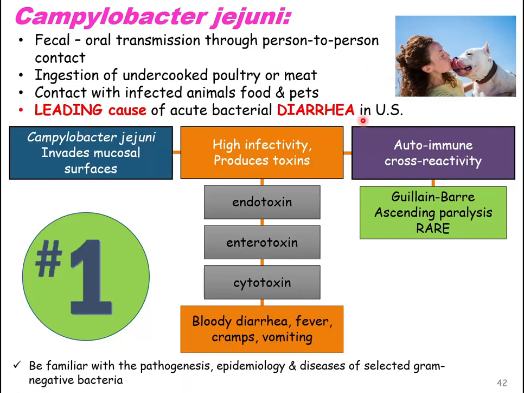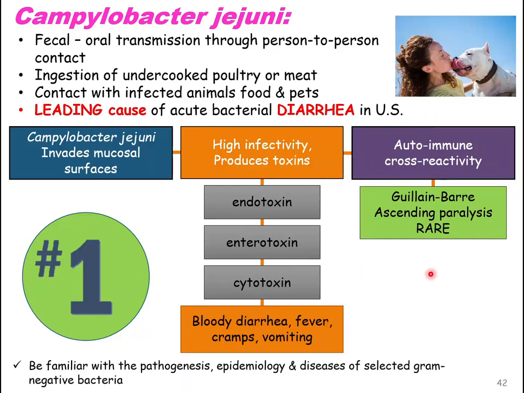Like I said, it's the leading cause of acute bacterial diarrhea. So it invades mucosal surfaces. It has some toxins. Endotoxin, which is just that gram-negative cell wall, it does make enterotoxin, and it also makes a cytotoxin. So that's why you can get the bloody diarrhea. And it's systemic, so fever, cramps, vomiting.